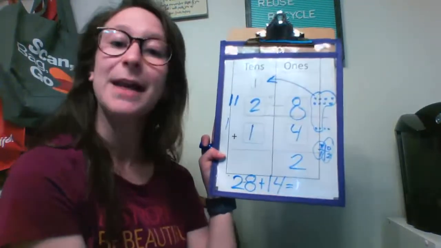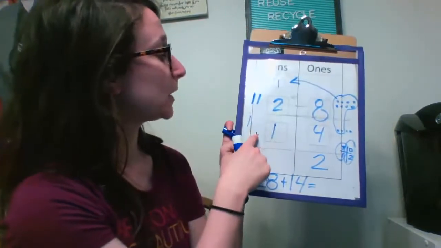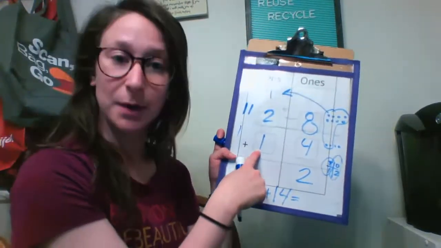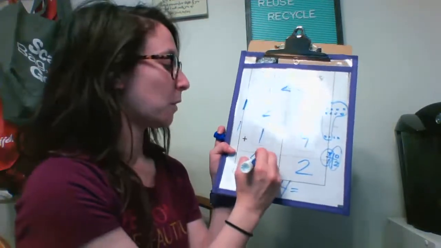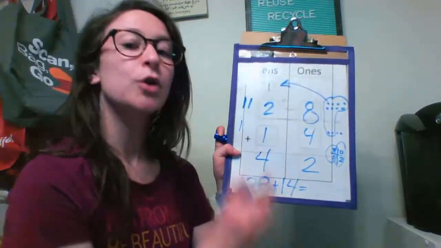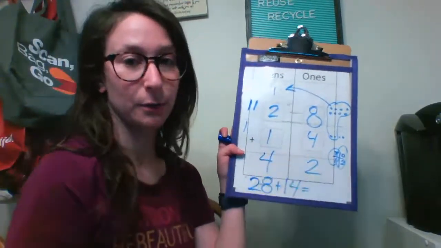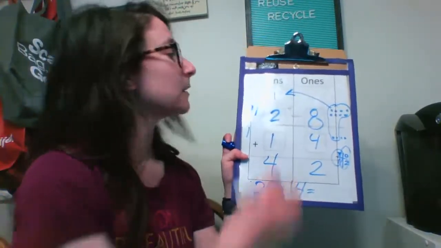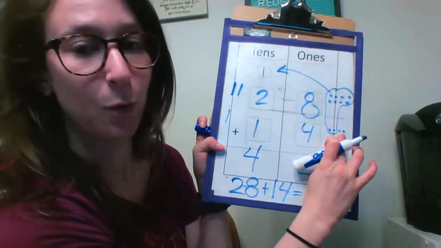So now what do we have in our tens place? 2 plus 1 equals 3, then add one more equals 4. So 28 plus 14 equals 42. 42 is 4 tens and 2 ones, right? All right, let me erase my board and we're going to do another one.